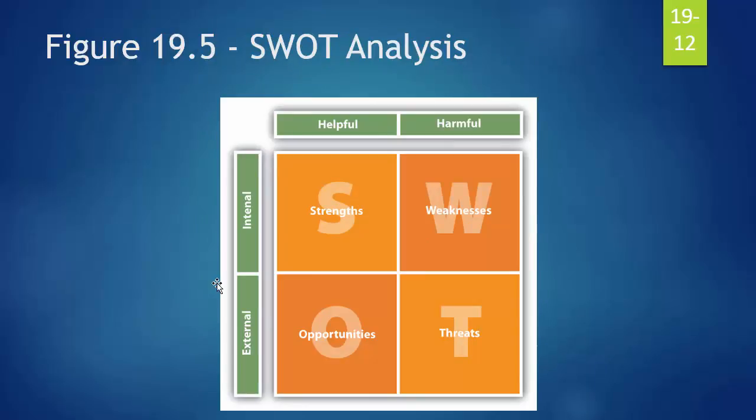You could also do a SWOT analysis, and the SWOT analysis deals with strengths, weaknesses, opportunities, and threats. Notice that strengths and weaknesses are internal to the organization, and opportunities and threats are external. What you want to do then is maximize your strengths and opportunities, because those are helpful things, and minimize the harmful things, which are your weaknesses and any threats that you perceive. So again, this helps you with your strategic analysis.